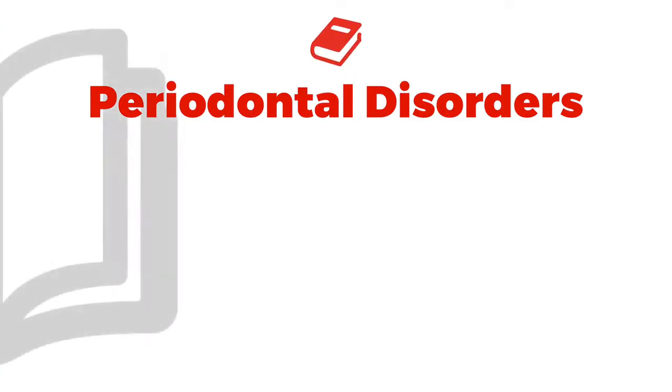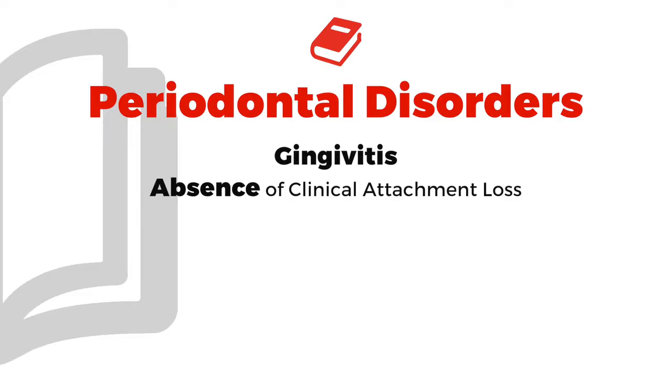So let's talk about our periodontal diseases next. Obviously very important to you guys. So the first thing we're just going to talk about is gingivitis. Now, the thing to remember about gingivitis, it's obviously inflammation of the gingival tissue, but there is an absence of clinical attachment loss, okay? So what does this look like?